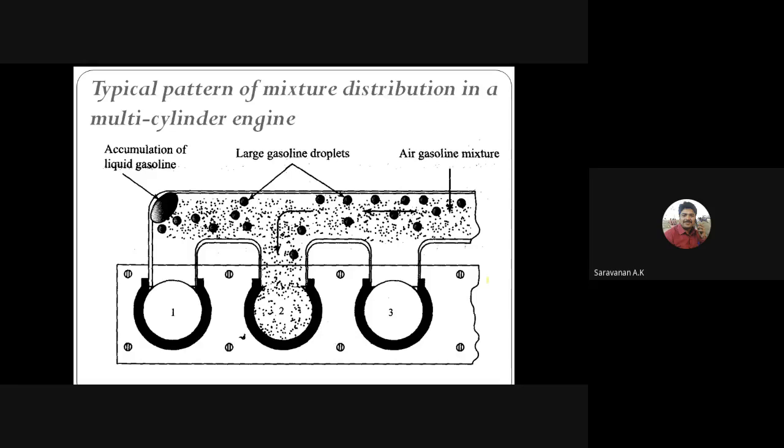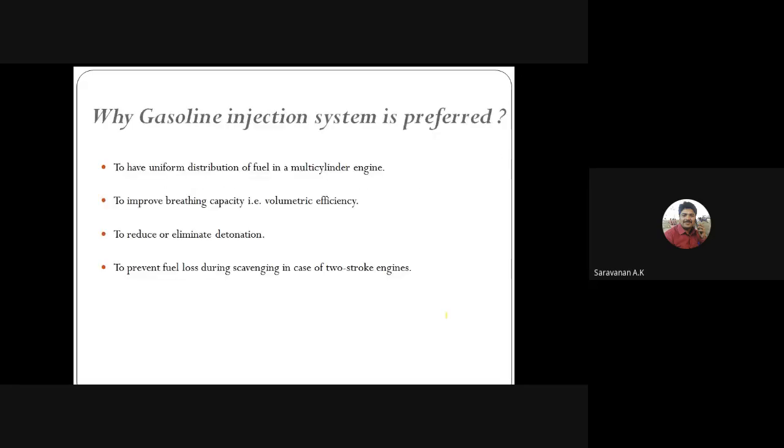And here also we have some types, right? So why do we have to introduce a gasoline injection system instead of the carburization, that is, the carburetor? Instead of the carburetor, we are introducing the gasoline injection system.